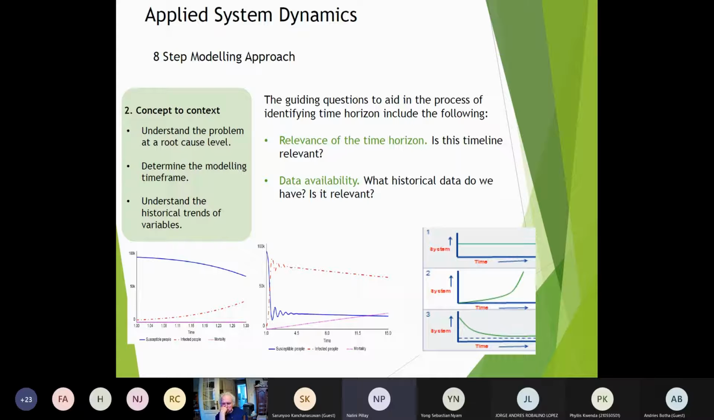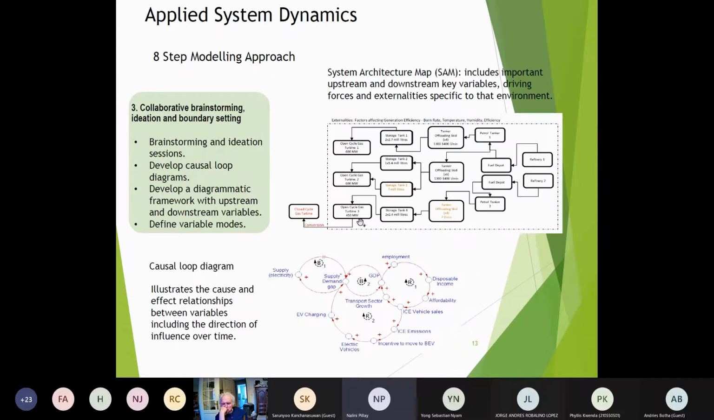The second thing is your data availability. Generally you look at what historical data we have, whether it is relevant, and so on. Those are the type of questions you would ask. And of course, your modeling timeframes are also very important.